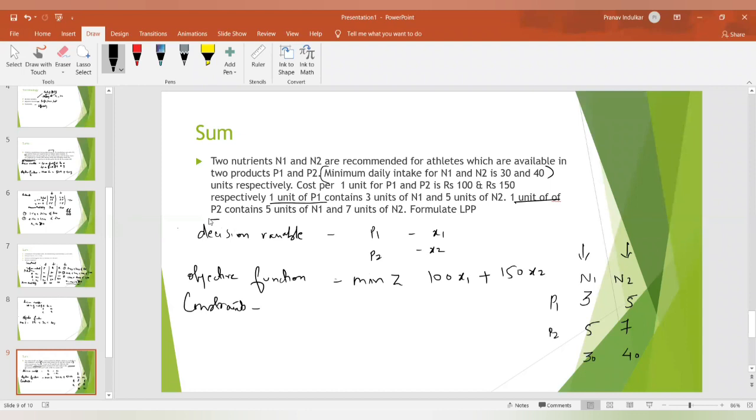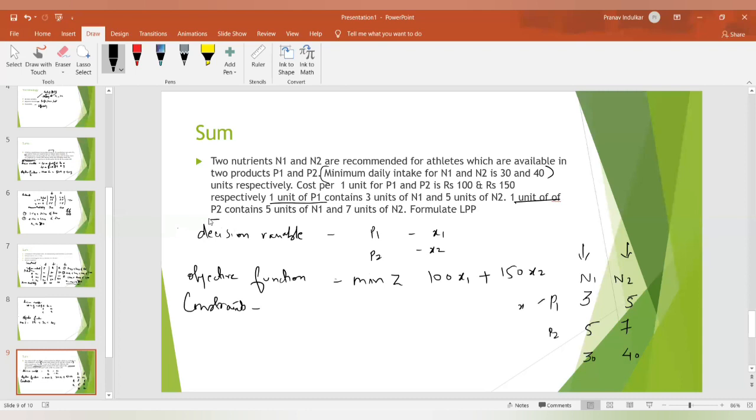What does minimum mean? At least 30. So will less than 30 work? Minimum 30 is stated. Will it work? No. So we have to take 30 or more than 30, because minimum recommended is 30. You cannot go below 30, but you can go above 30. Is that clear? So what will be the constraint formulation?